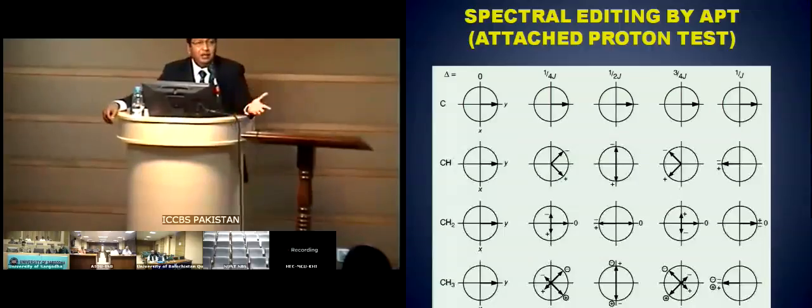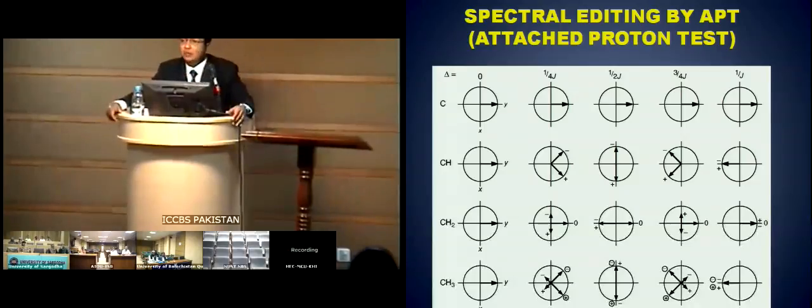Now, if I tell you that I like proton NMR spectrum because it is sensitive, and a small quantity will give you a full spectrum because all hydrogens are NMR active, you would agree with me. But if I tell you that I don't like proton NMR spectrum because it is not selective and it has a problem of overlapping, you would agree with me also.